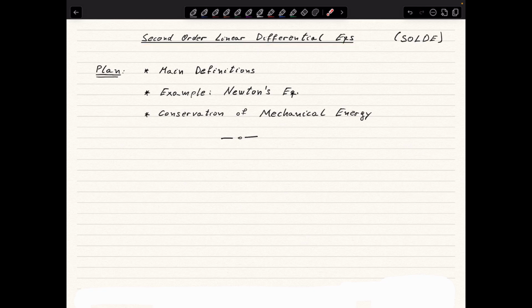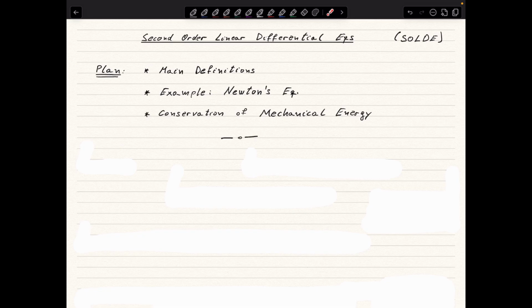In this video we are going to introduce a new type of differential equations called second order linear differential equations. We are going to start with the main definitions and then what is the main example of this type of equations, Newton's second law of motion. Then we are going to go deeper into these equations, in particular cases of this equation, and we are going to uncover something that is called the conservation of the mechanical energy. So that's the plan for today.